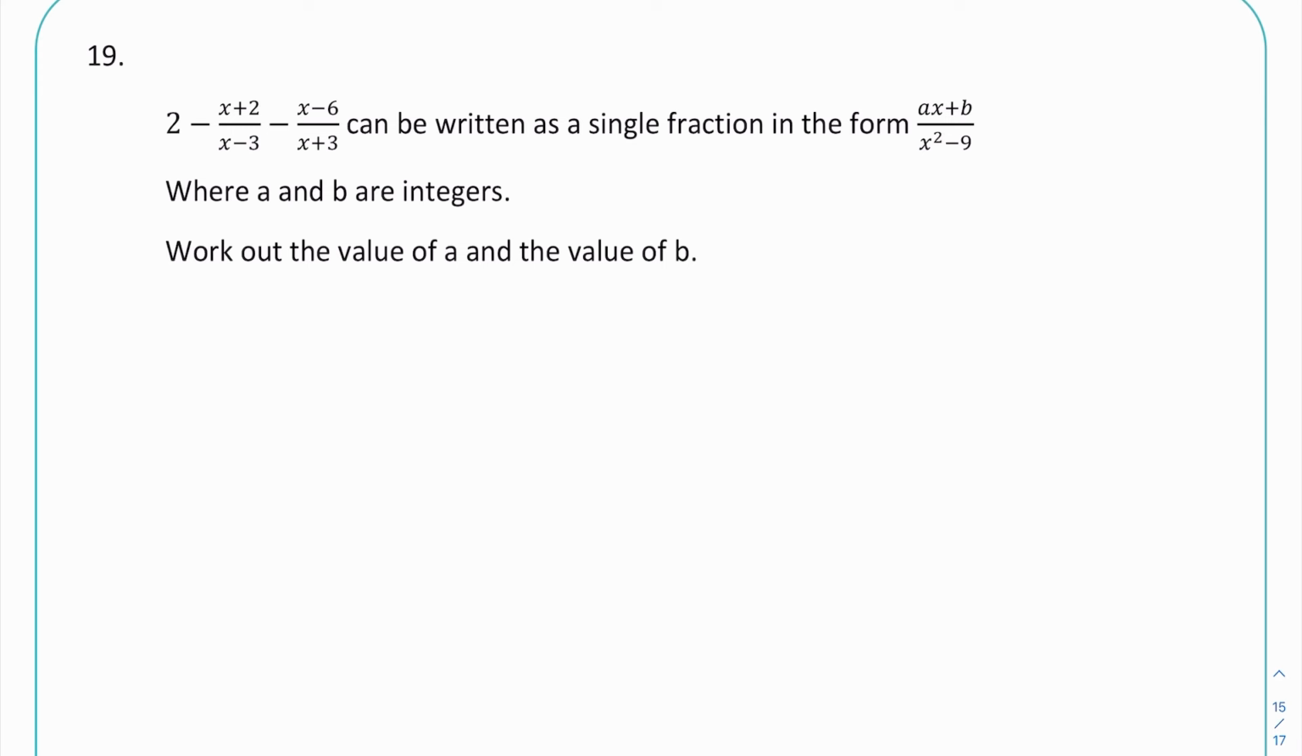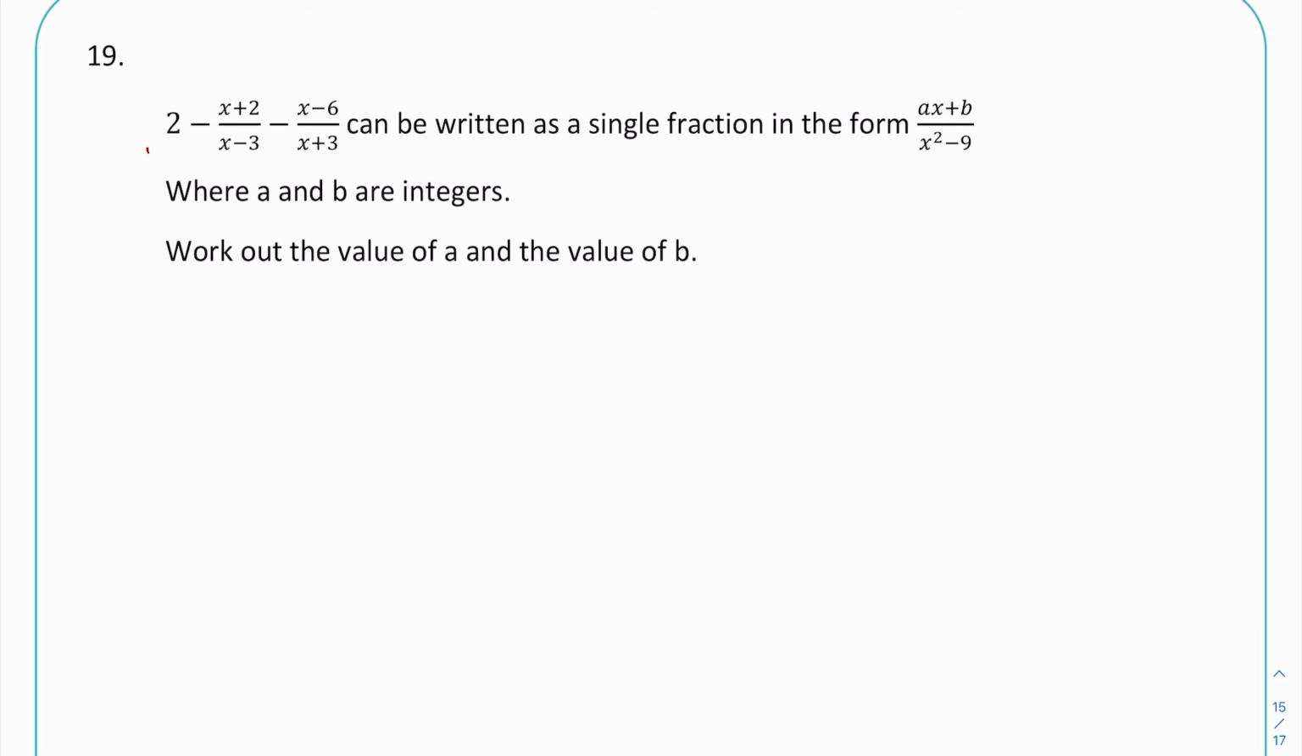So question 19, we have some algebraic fractions. This says 2 take away an algebraic fraction, take away another algebraic fraction. It says it can be written as a single fraction in the form ax plus b over x squared minus 9, where a and b are integers. Work out the value of a and the value of b. Now when we have addition and subtraction, we have to work from left to right.